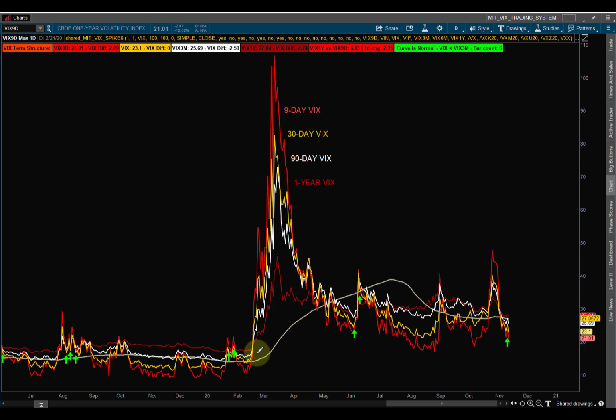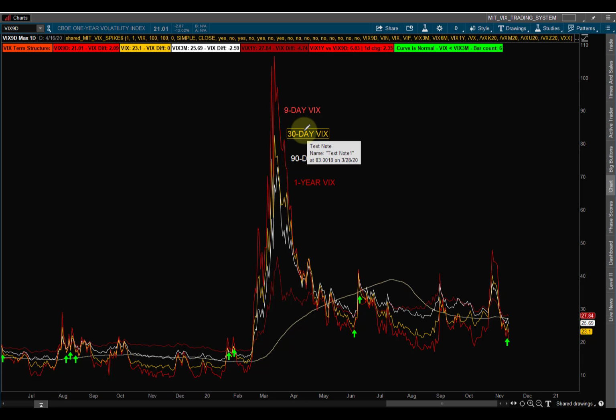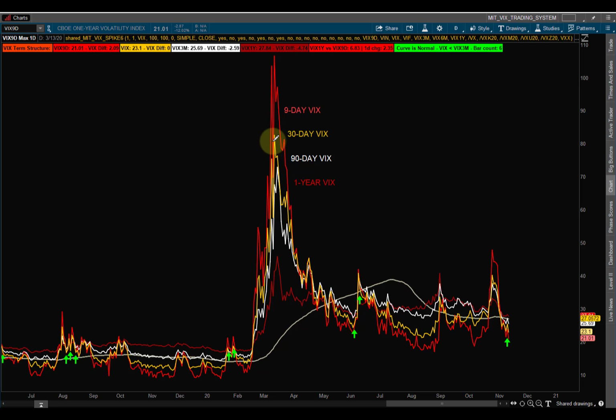But when the pandemic hit, all that uncertainty went to the 9-day and the 30-day. And the 1 year was lower because the thinking was, over time, we're going to beat this virus. So the VIX Trading System measures when those shorter term volatilities go higher than the longer term volatilities. And the way we get a trading signal is when they start crossing. We need them to come back below this moving average and then stay below for the same amount of time that it was above. And then we get a buy signal.